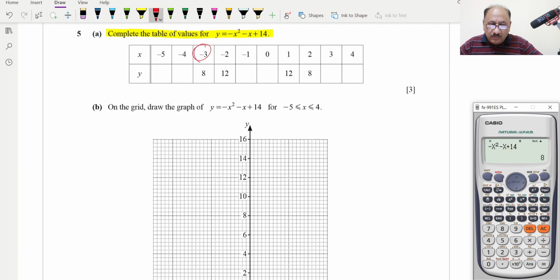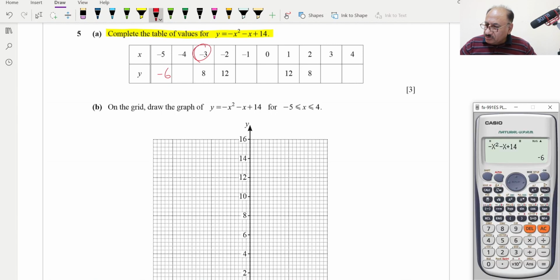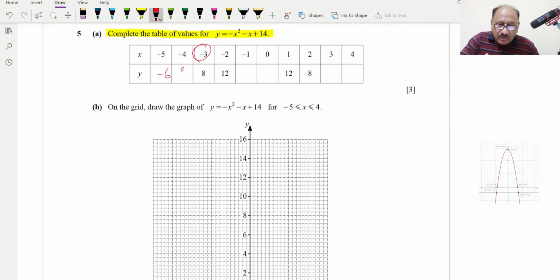So our calculator is properly working. So minus 5, calculate for minus 5, and we are getting minus 6. So our value will be minus 6 over here. Now we can calculate for minus 4. Calculate for minus 4, and this is equal to 2, and we can write over here 2.